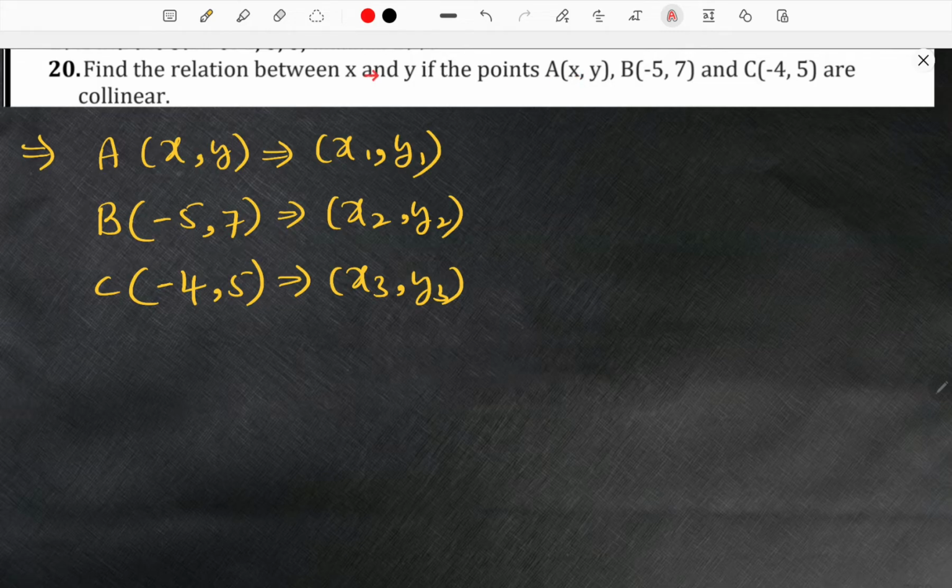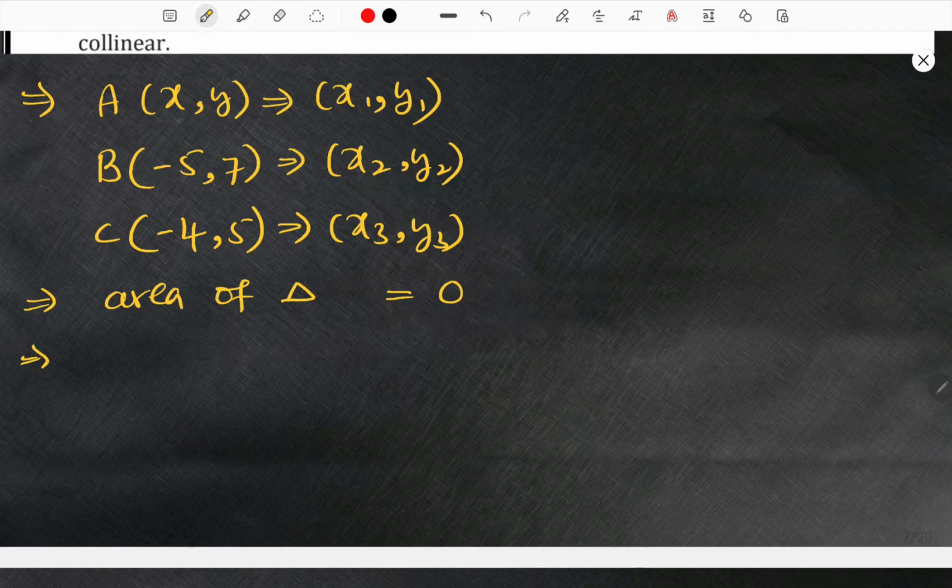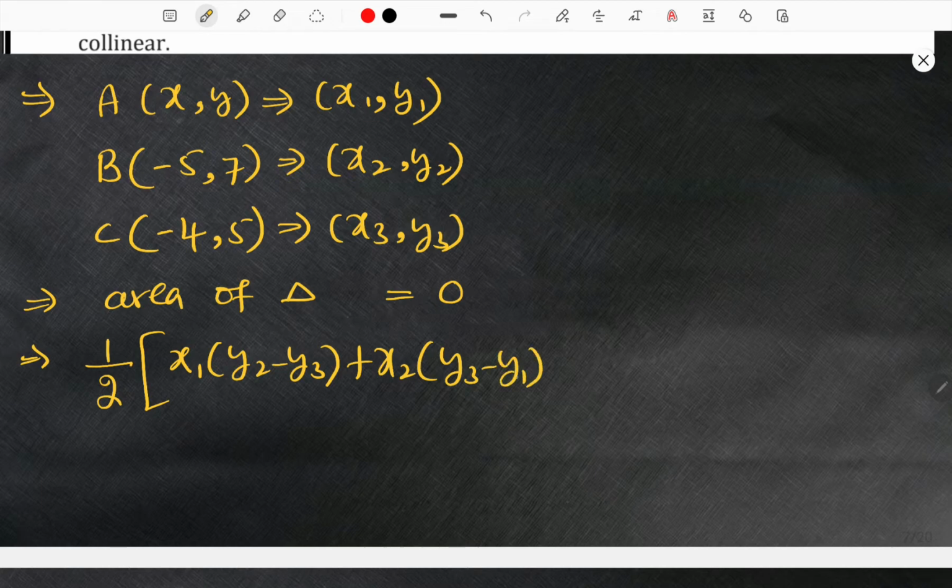They want these points to be collinear. So collinear means, what is the area of the triangle? Area of the triangle should be equal to what? 0. Alright, so that is the condition. What is the formula for the area of a triangle? 1/2 [x1(y2 - y3) + x2(y3 - y1) + x3(y1 - y2)], and that should be equal to 0. Just check this equation. And let me send this 1/2 to that side.